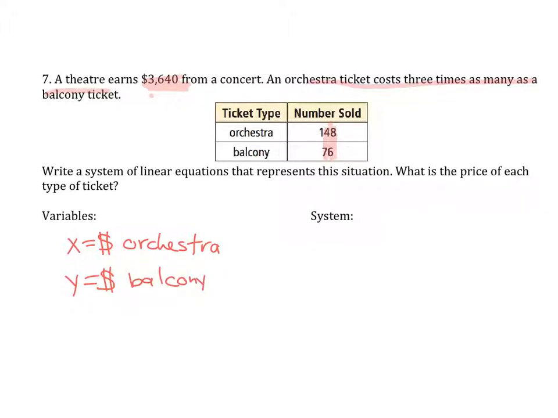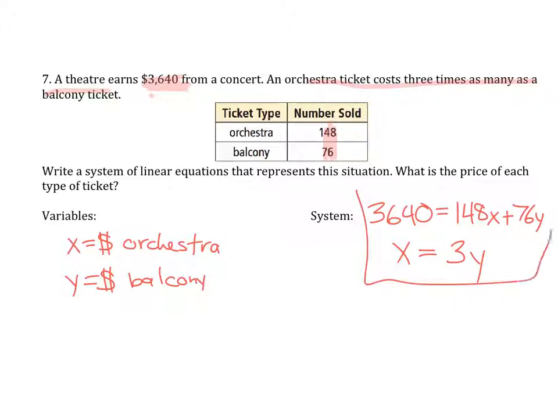So first thing is total. $3,640 equals the amount of money made on orchestra tickets. So there's 148 of them, times the price X, plus balcony, which there's 76 of them, times the price Y. Second thing it tells me is the orchestra tickets, which is X, is equal to 3 times as many as the balcony tickets, which are Y. So there's my system.